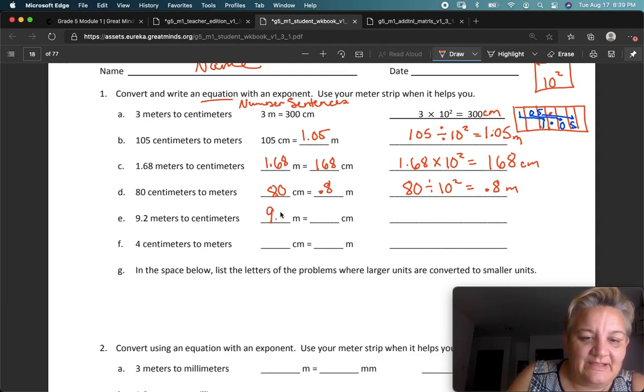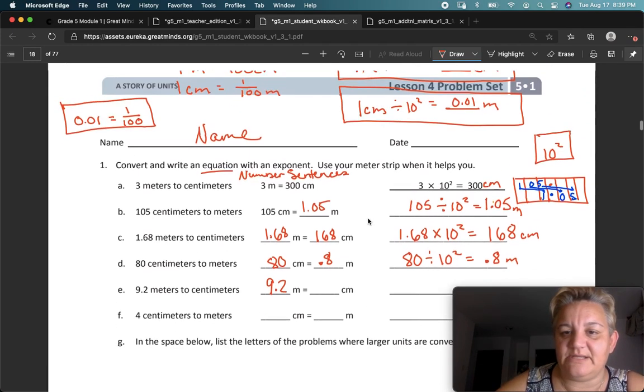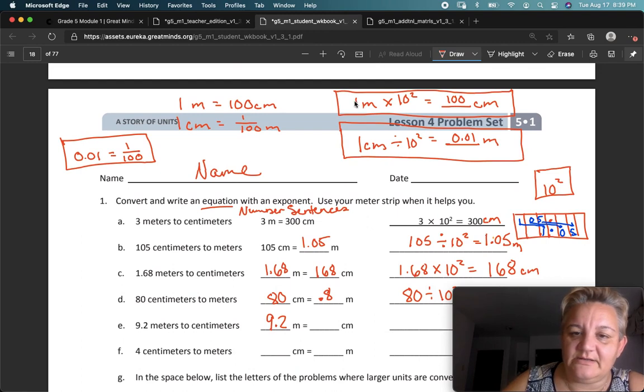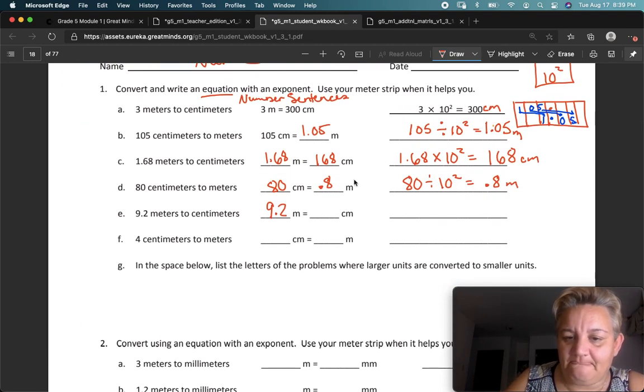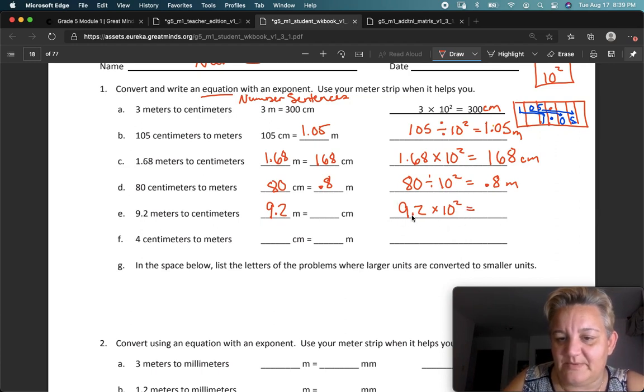9 and 2/10ths of a meter. And we're moving meters to centimeters. So meters to centimeters up here. Meters to centimeters is multiplying. 9.2 times 10 squared equals what? I'm going to move that decimal point 1, 2, and my new answer is 920 centimeters.